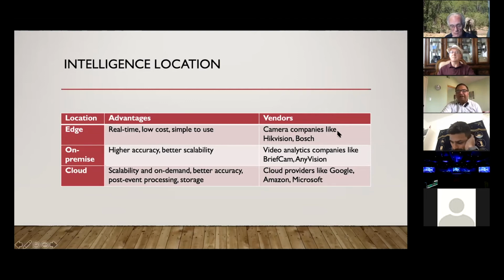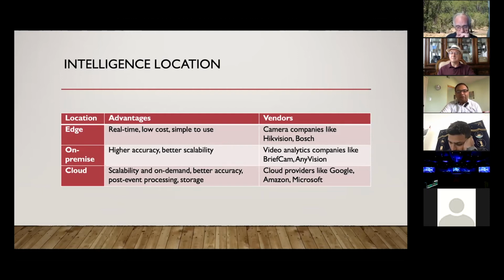So a lot of video analytics companies like BriefCam, AnyVision, they're all using on-premise because you can take a piece of software. If you have a surveillance system, you just connect the video analytics software to that, and boom, there you go. And then cloud, Amazon, Microsoft, they all have their vision APIs, for example, Rekognition from Amazon. And they are really meant for scalability.